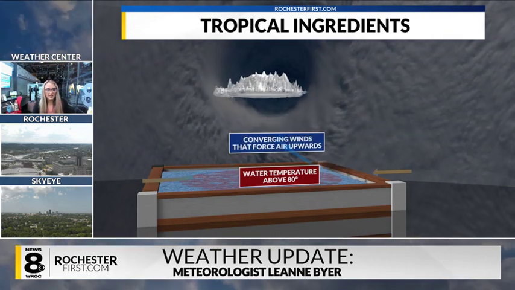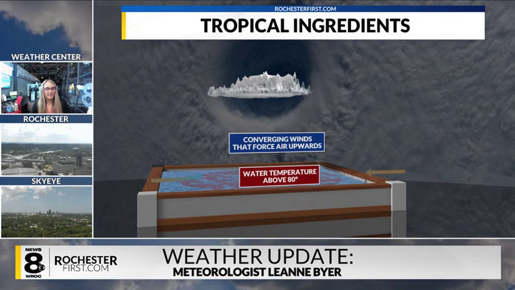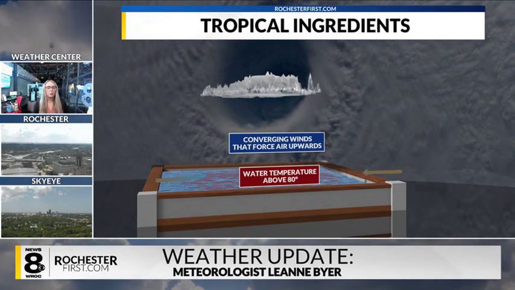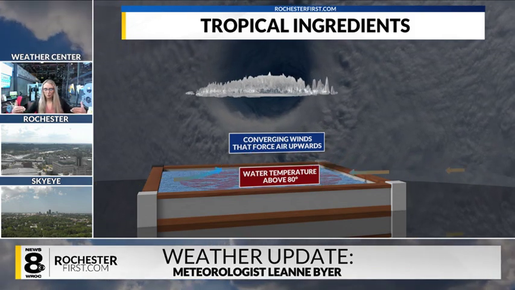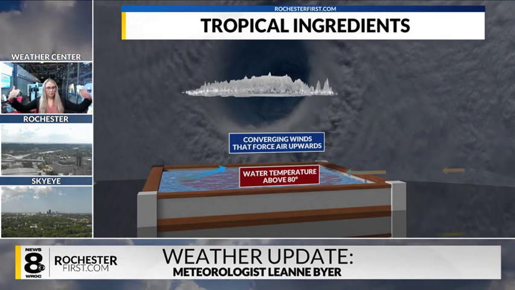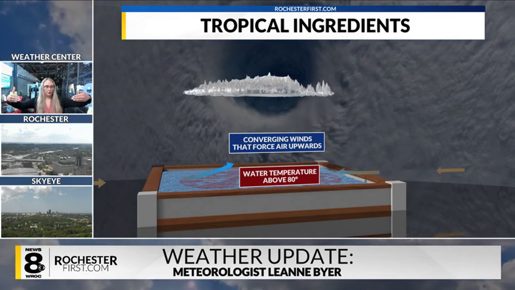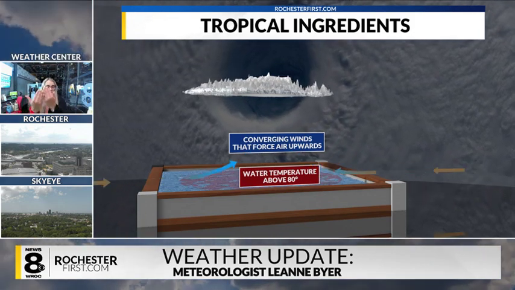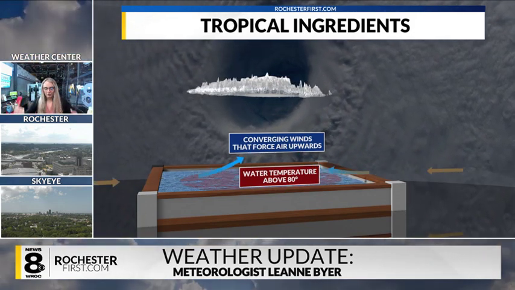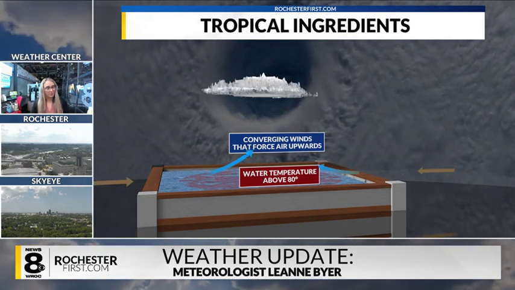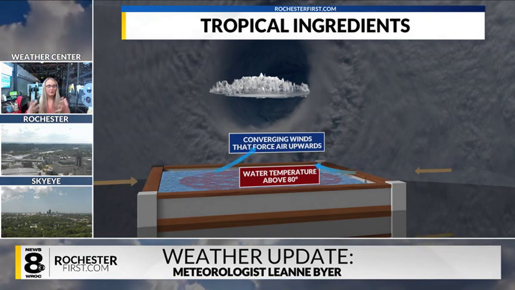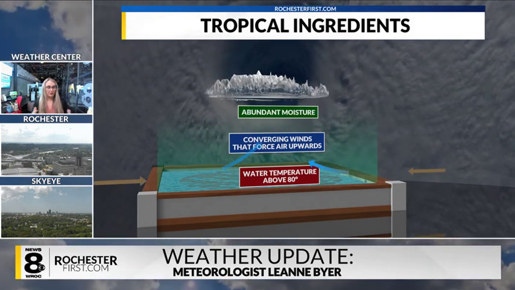The second thing you need is converging winds that force air upwards. So converging winds, in a sense, it's just like convergence, where two things meet at one point. So it's essentially what winds are doing. We have two different winds that are going two different directions. They meet, converge, and they force air upwards. So this air going upwards actually is warm because of the warm water below it. So this is allowing for the cloud to continue to form.